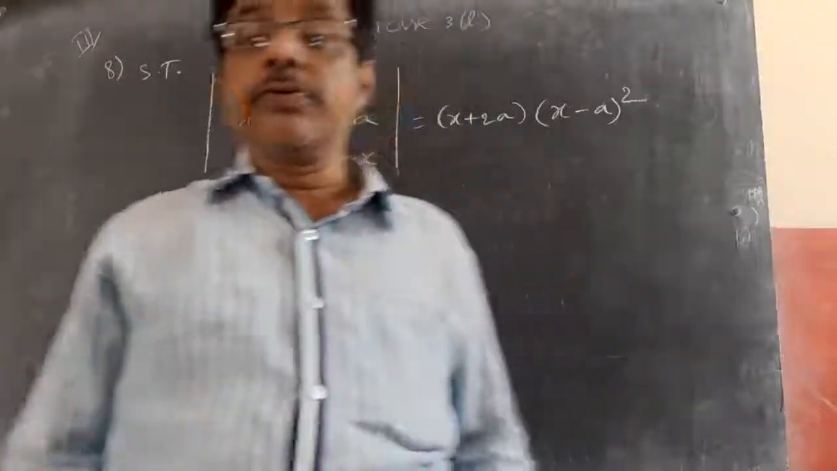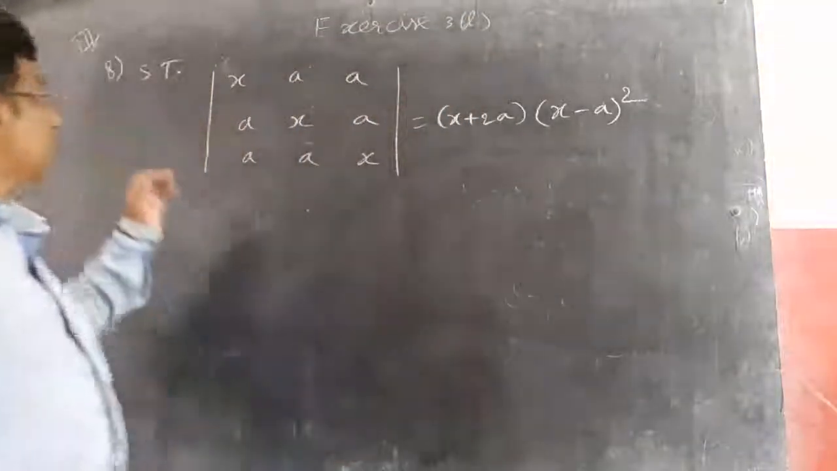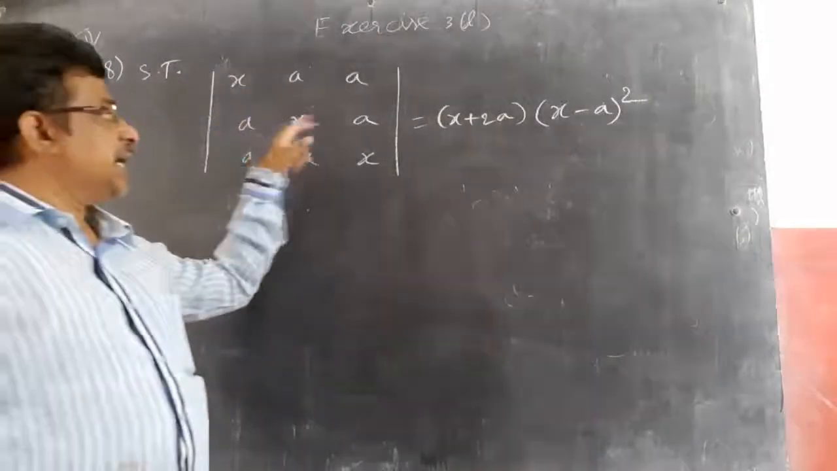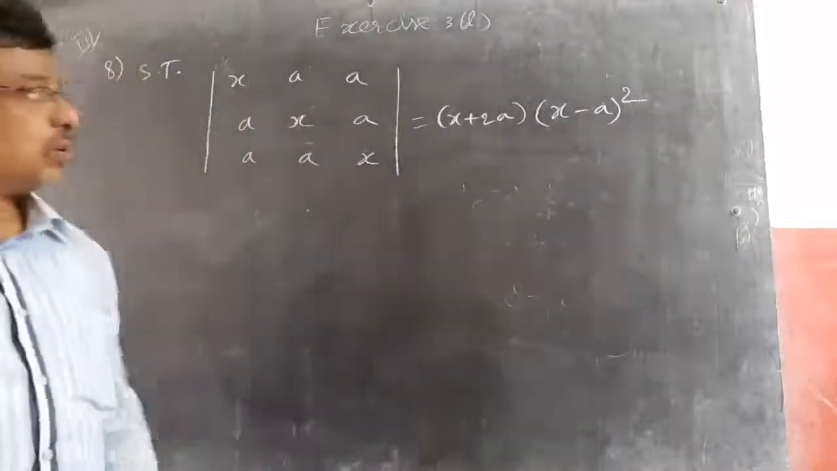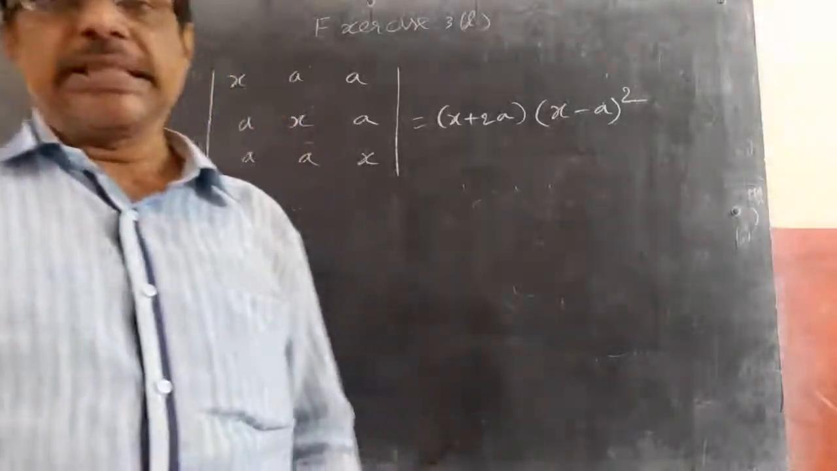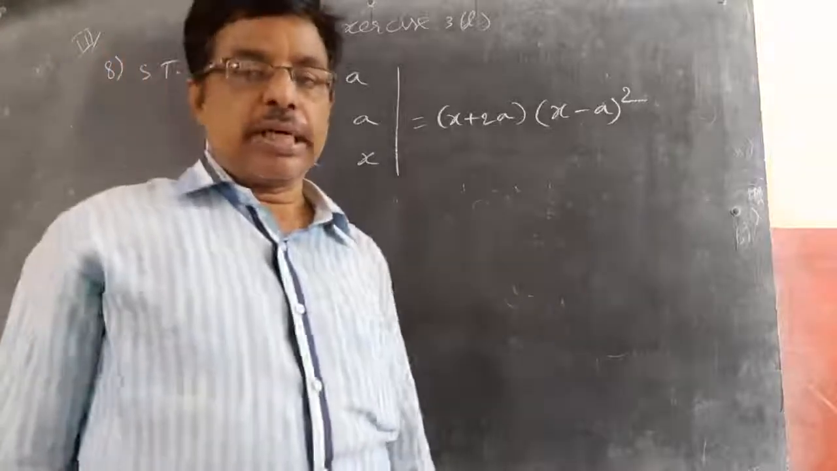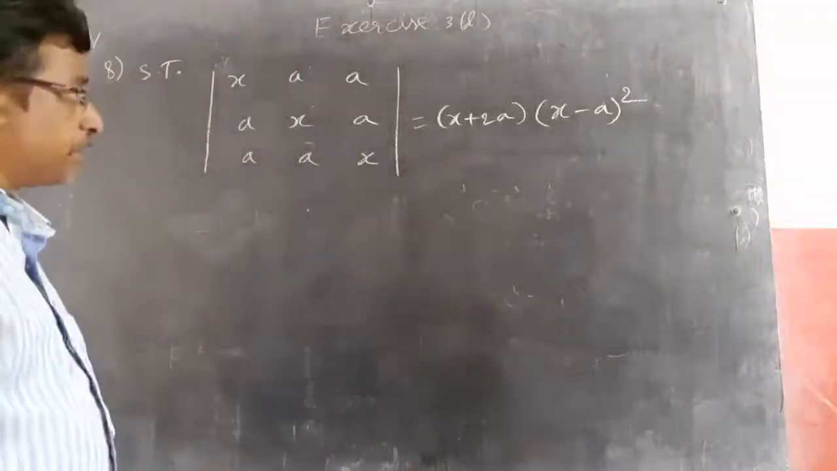Now one more sum we will discuss. Then we will go for the next concept. Show that the determinant of A X equals x plus 2a into x minus a whole square. So same, we will apply the properties.